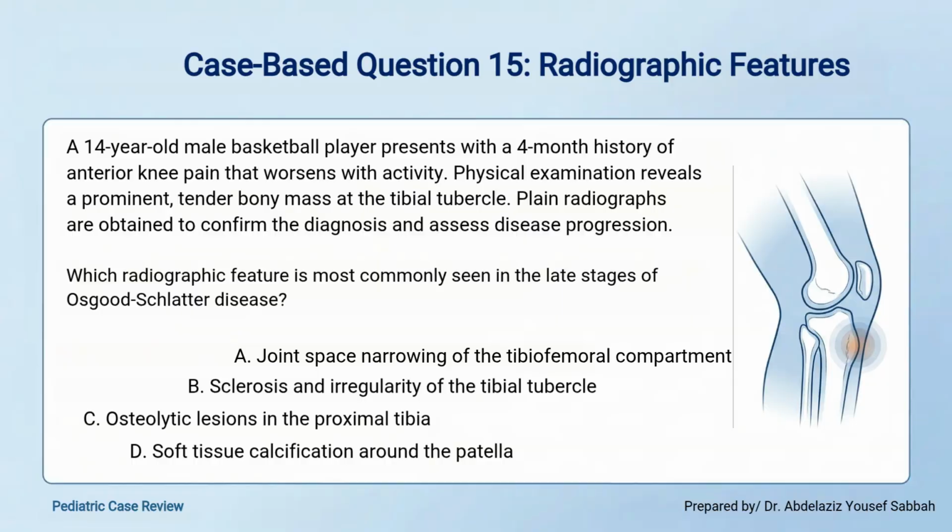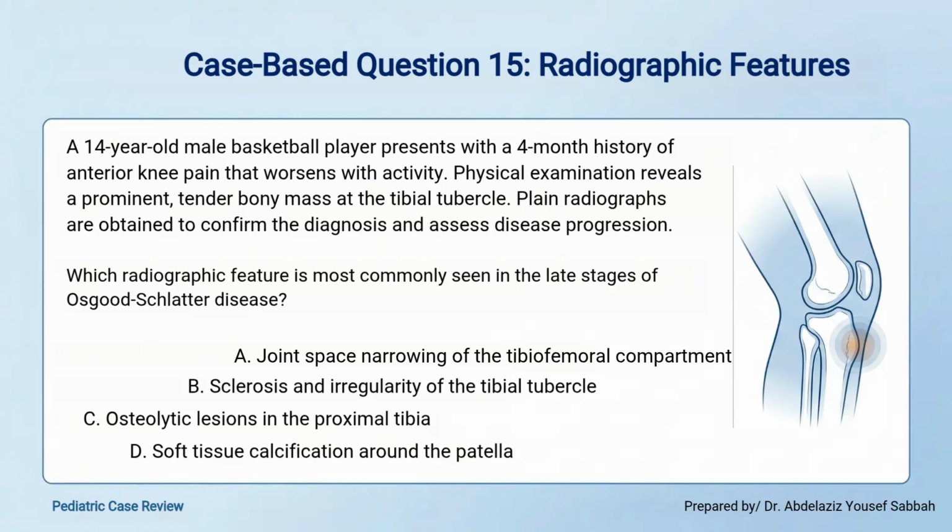Case 15. Radiographic features. A 14-year-old male basketball player presents with a 4-month history of anterior knee pain that worsens with activity. Physical examination reveals a prominent, tender bony mass at the tibial tubercle. Plain radiographs are obtained to confirm the diagnosis and assess disease progression. Which radiographic feature is most commonly seen in the late stages of Osgood-Schlatter disease?